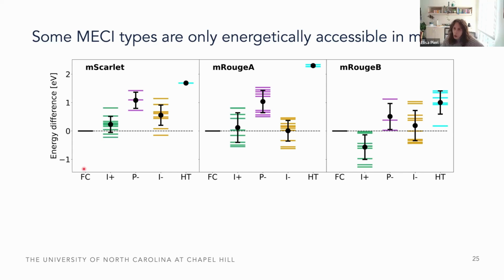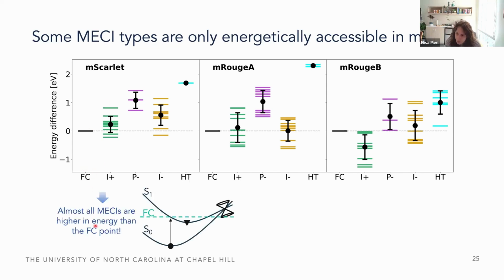So when we look at mScarlet, we see that basically all of the conical intersections are higher in energy than the Franck-Condon point. So this explains why mScarlet is most likely bright, is very bright. It has a high fluorescence quantum yield because it's simply very difficult for this molecule to get from the Franck-Condon to the intersection seam.